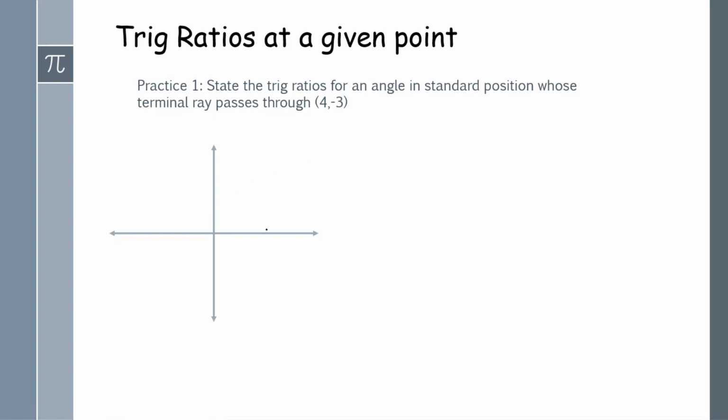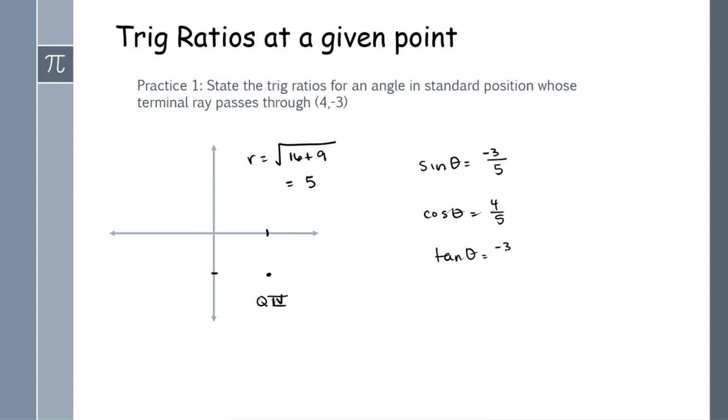All right, so 4, -3 is over here in quadrant 4. My r value would be the square root of 4 squared plus -3 squared, so that's the square root of 25. So sine is going to be -3 over 5. Cosine will be 4 over 5. And that makes tangent -3 over 4. And then we can flip each of those over to find the reciprocal functions.